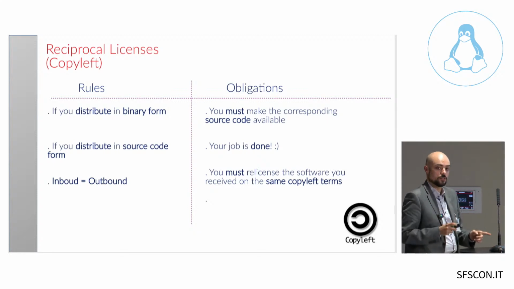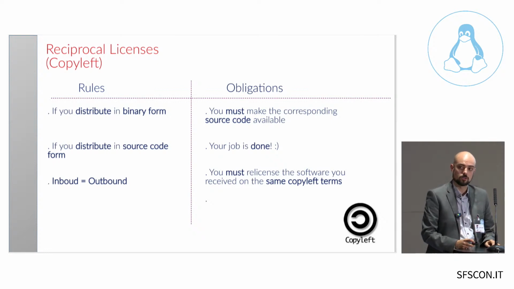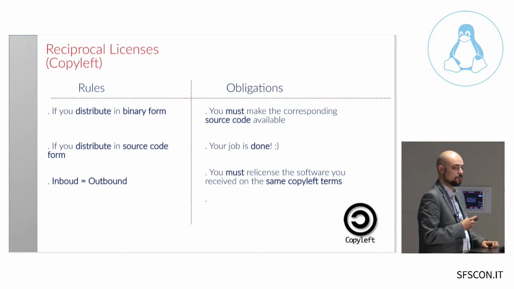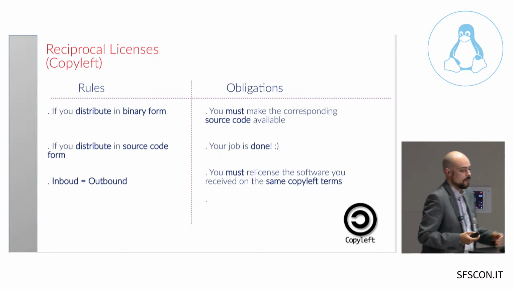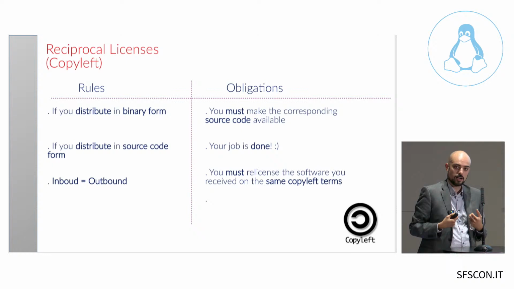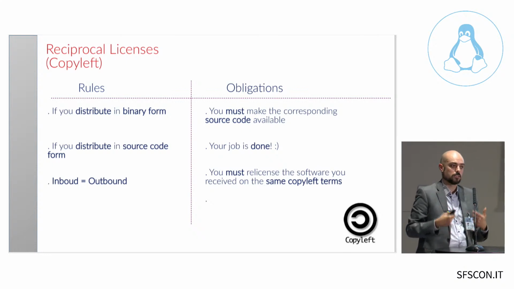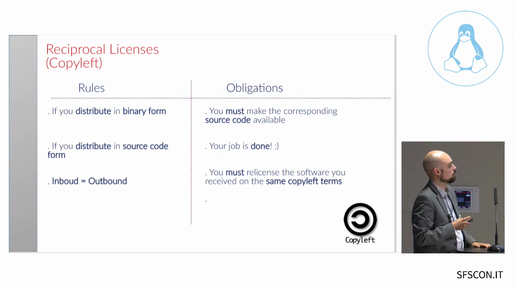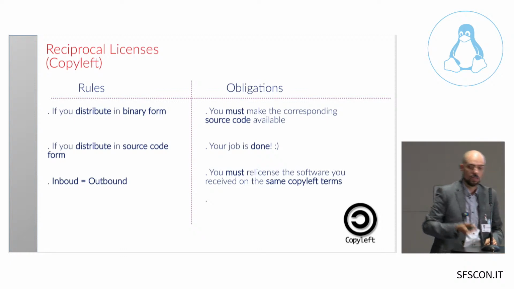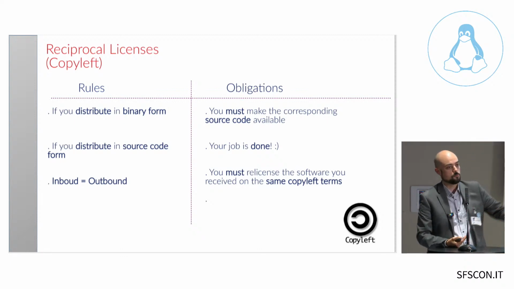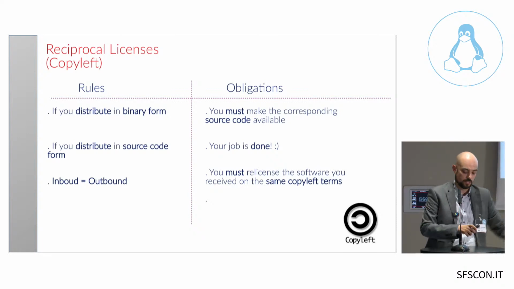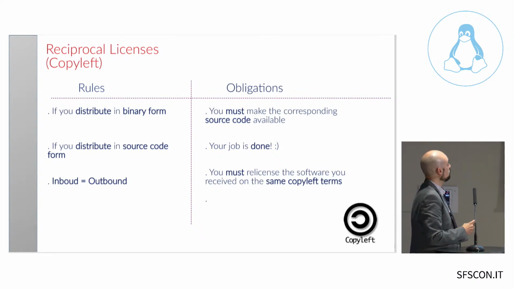But there is another type of obligation when you consider a copyleft license, and basically it is the principle called inbound equals outbound. When you receive software that is protected by a copyleft license, you need to keep the same license terms. You must relicense the software you received on the same copyleft terms. So if GPL is coming in, GPL is going out. If the Mozilla Public License is coming in, you need to keep the same license terms, okay?